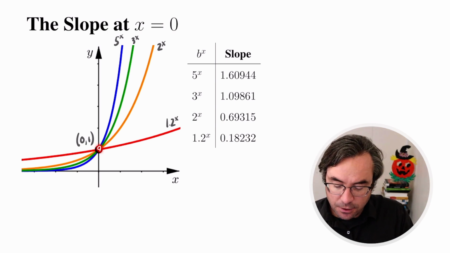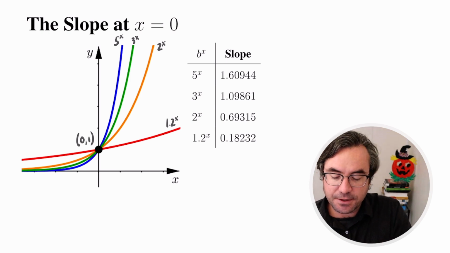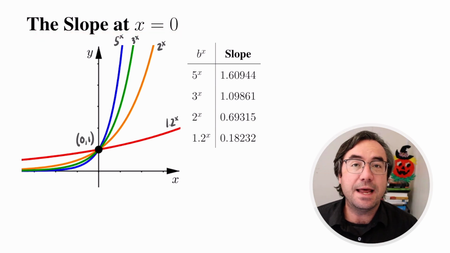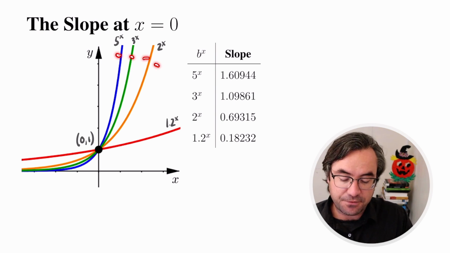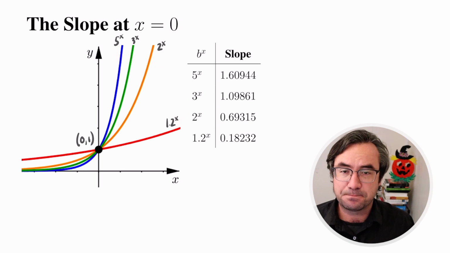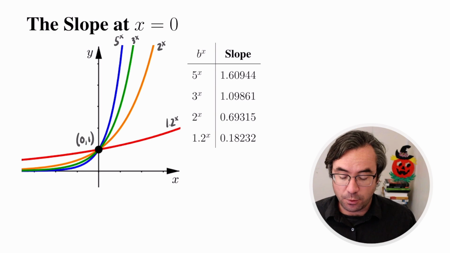And because they all go through that same point, (0, 1), a natural question then is, what is the slope at x equals 0? What is the slope at that point for all these different exponential functions? And we know how to calculate the slope of a curve at a point.